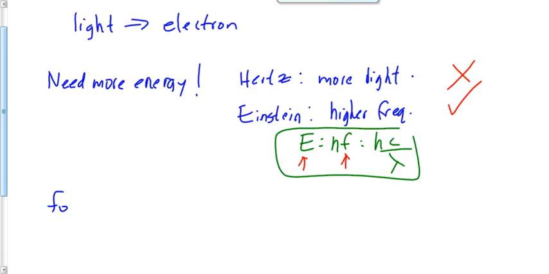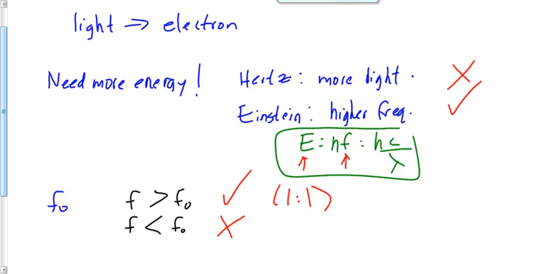If we're above the threshold frequency, electrons are ejected. If we're below, then nothing happens. We're going to say that if the frequency of the EMR is greater than the threshold frequency, then we're good to go. Electrons are ejected in a 1-to-1 ratio, right? 1 photon causes 1 electron, 1,000 photons cause 1,000 electrons. But if the frequency of the EMR is less than the threshold frequency, then nothing happens, no matter what, ever. No electrons will ever be ejected, no matter how much of the light we have, if we're below the threshold frequency.